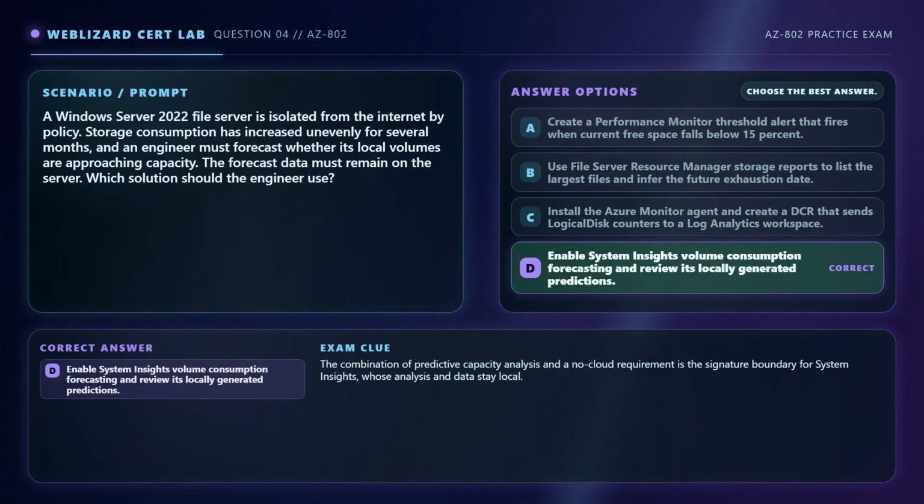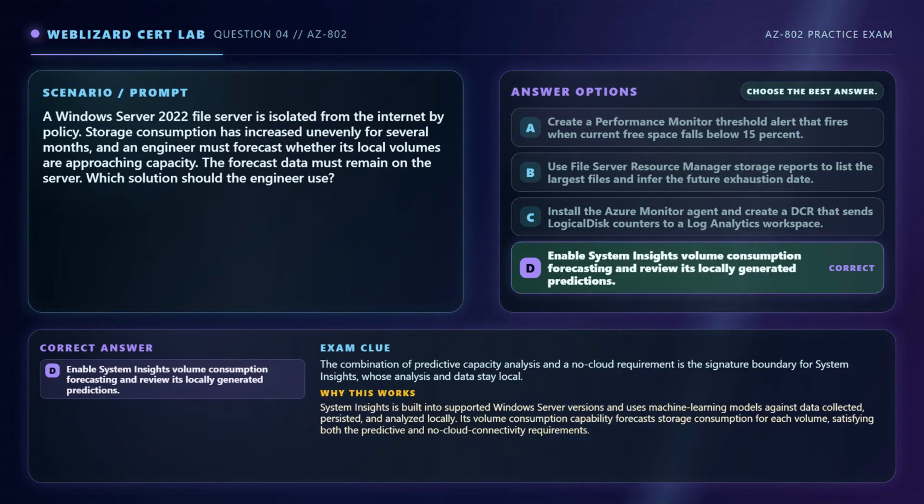The correct answer is D. Enable System Insights volume consumption forecasting and review its locally generated predictions. System Insights is built into supported Windows Server versions and uses machine learning models against data collected, persisted, and analyzed locally. Its volume consumption capability forecasts storage consumption for each volume, satisfying both the predictive and no cloud connectivity requirements. The combination of predictive capacity analysis and a no-cloud requirement is the signature boundary for System Insights, whose analysis and data stay local.